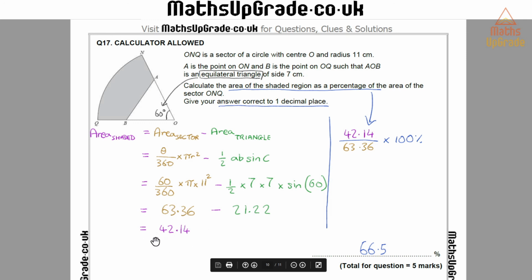Now, if I write that as a fraction of the area of the whole sector, that'll be 42.14 divided by 63.36. So that was what it is as a fraction. To turn that into a percentage, I'm just going to find that as a decimal by dividing and then times by 100, and that will give me 66.5% to 1 decimal place.